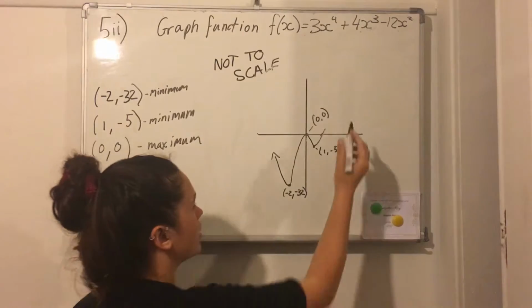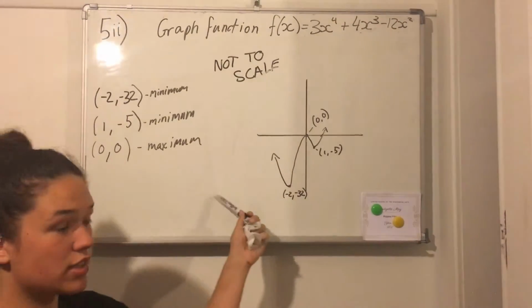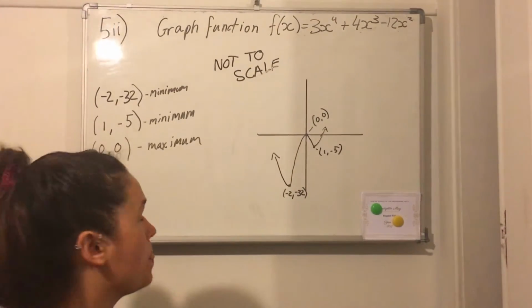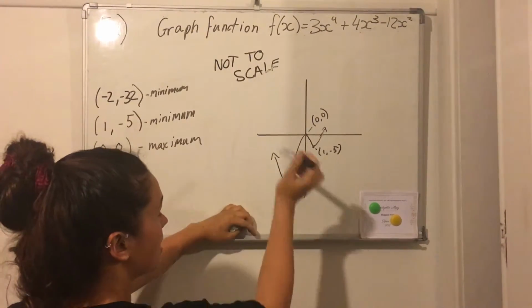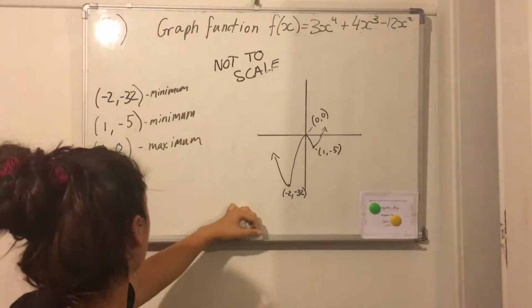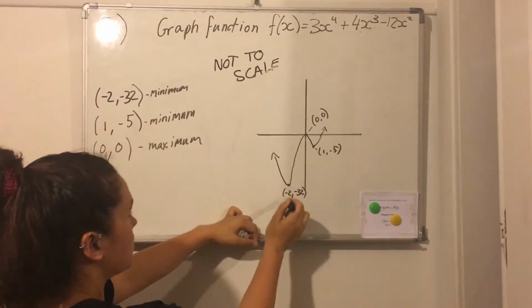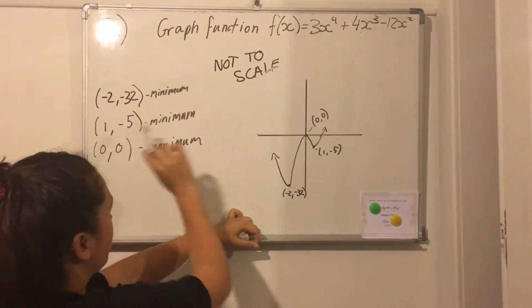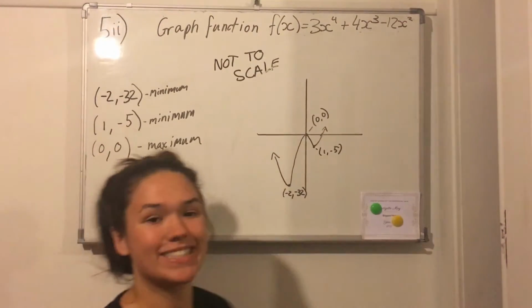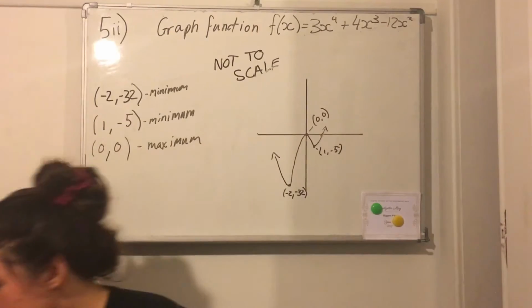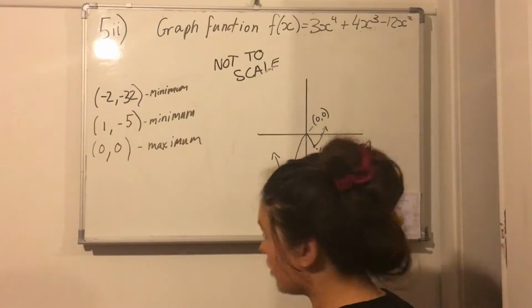Alright, and we're going to do our arrows because functions are indefinite. But what you can see here is I've got my stationary points, and these are the points where the gradient equals 0. Negative 2, negative 32 is a minimum point. 1, negative 5 is also a minimum point. And 0 is a maximum point. Easy question, easy marks. Embarrassing if I got it wrong though, lol.